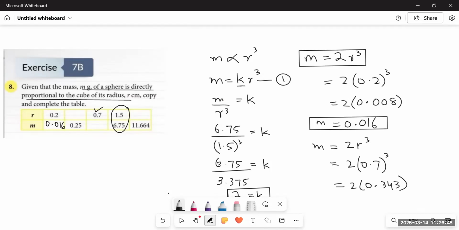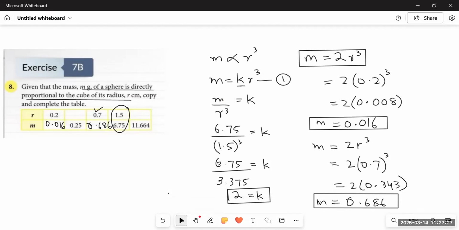Next, what we have to do, we have to multiply it with 2. So it becomes 0.686. Now, we have to use this formula to find out the value of r, and we are provided with the values of m. So how to find it? Let's see.